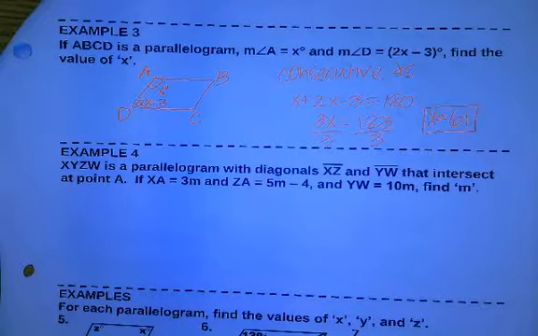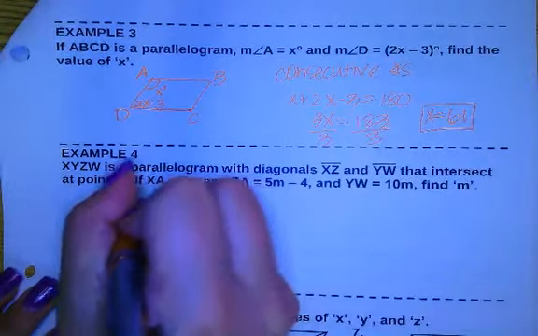Questions on example 3? Okay, example 4. XYZW is a parallelogram with diagonals XZ and YW that intersect at point A. If XA is 3m, and ZA is 5m minus 4, and YW equals 10m, find m. Okay, so start with drawing your parallelogram.